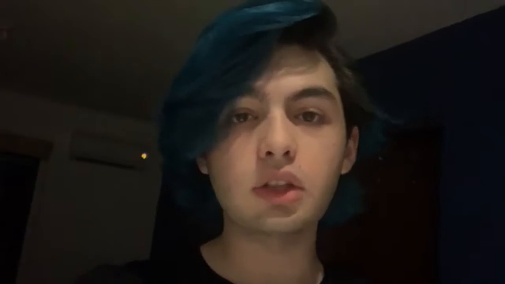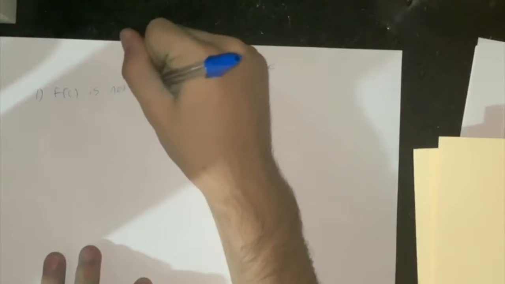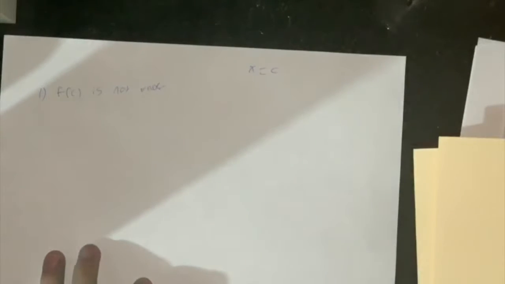Okay, I will be explaining how to determine if a function is continuous or not based on a set of rules. The rules for continuity are very simple. For this, let's say x equals c. Step 1 is to check that f of c is not undefined. This basically means that you should get a specific answer.